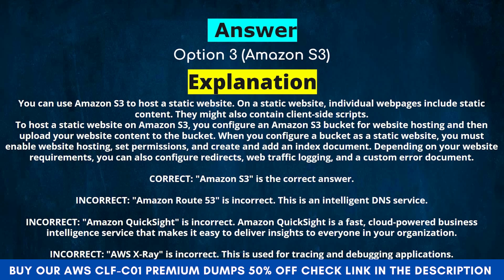Amazon S3 is the correct answer. Amazon Route 53 is incorrect. This is an intelligent DNS service. Amazon QuickSight is incorrect. Amazon QuickSight is a fast cloud-powered business intelligence service that makes it easy to deliver insights to everyone in your organization. AWS X-Ray is incorrect. This is used for tracking and debugging applications.